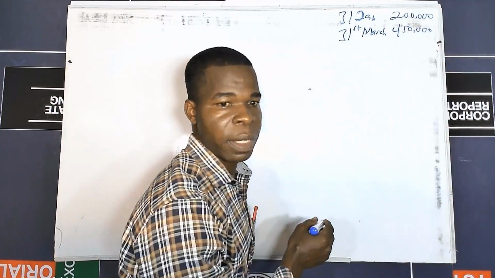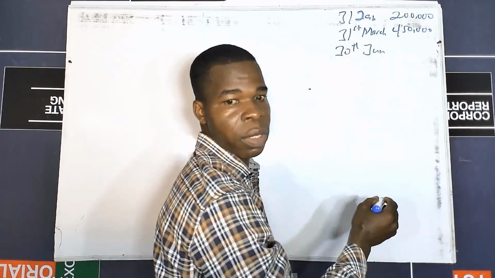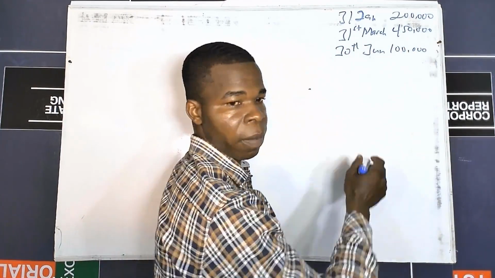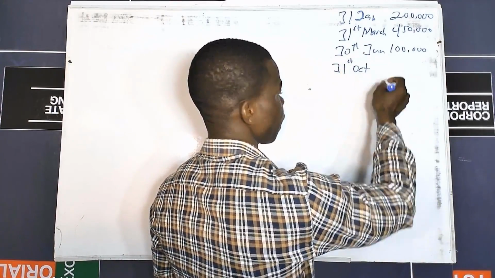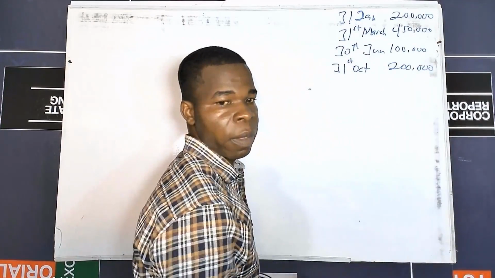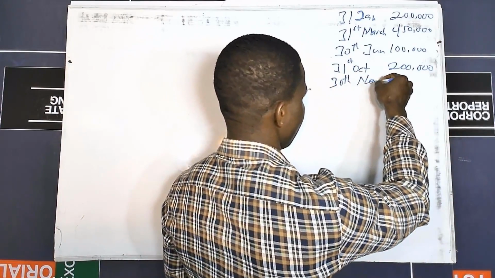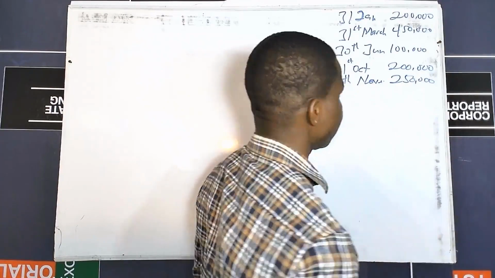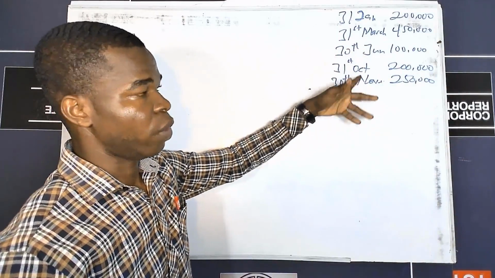We also made payment on 30th of June, and the amount was 100,000. We also made payment on 31st of October, and the amount there was 200,000. We also made payment on 30th of November, and the amount there is 250,000. So that is the expenditure. These were the expenditures we incurred for the construction of a particular asset.